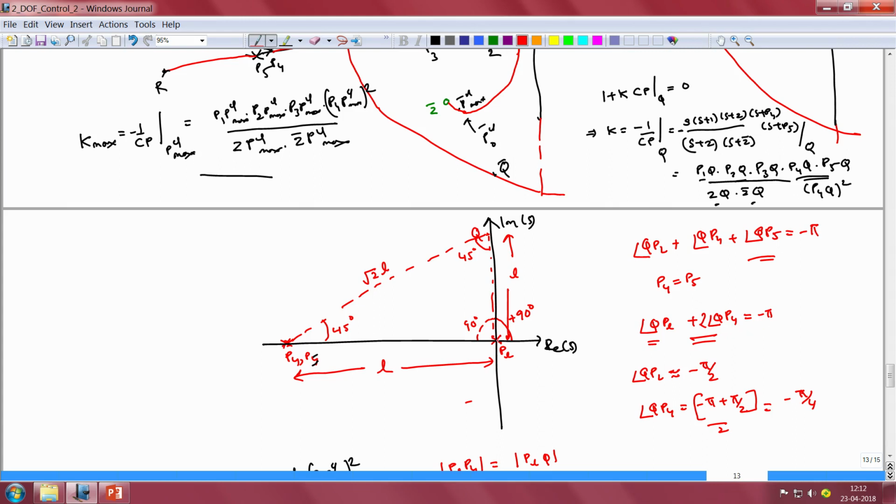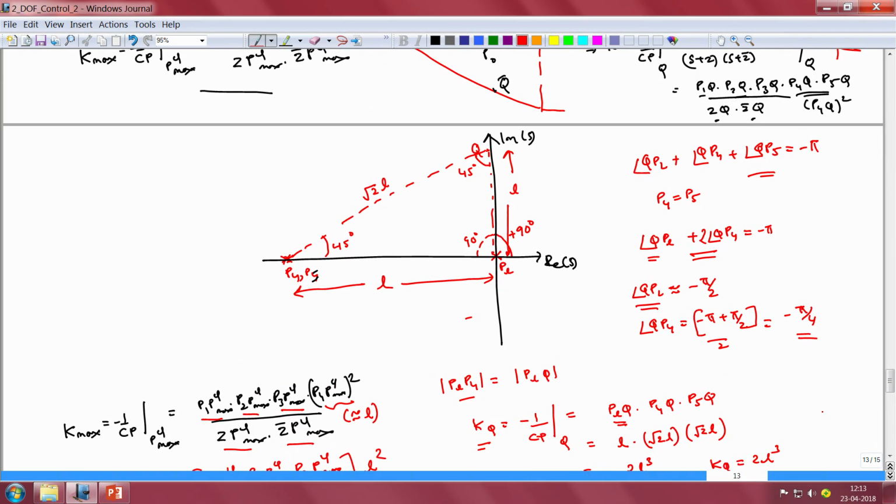And since the point PL is situated close to the origin and we are trying to determine the point Q at which the root locus crosses over from the left half to the right half of the complex plane, we noted that the angle QPL is minus pi by 2, and that allowed us to determine that the angle subtended by each of these poles P4 and P5 at the point Q has to be equal to minus pi by 4, or equivalently 45 degrees. And with that simplified picture available to us, we could determine the distance of the point Q from the origin to be equal to the distance of the poles P4 and P5 from the origin.